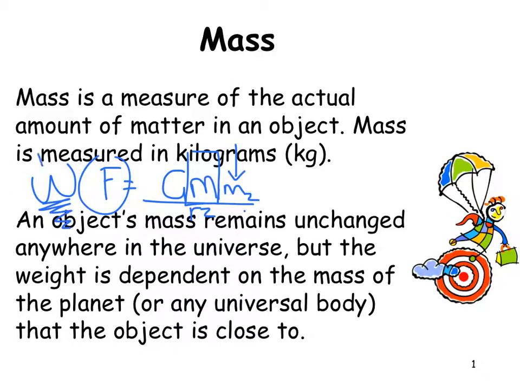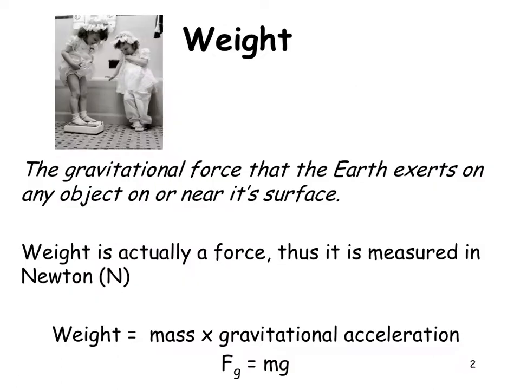But remember what weight is. Weight is mass times gravitational acceleration. So it's going to depend on the gravitational acceleration of that particular planet. We'll get to that in a bit more detail in a second. Weight is defined as the gravitational force that the Earth exerts on any object on or near its surface, and so it is a downward force. Weight is a force, and we can call it the force due to gravity.